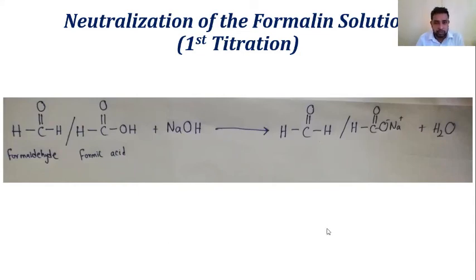Do you have any questions regarding this one? We are using formaldehyde solution, but in formaldehyde solution, there can be formic acid. If formic acid is present in the solution, that can affect the final titration. Thereby, we have to neutralize the formic acid. For that, we do a titration with sodium hydroxide. In every commercial formaldehyde solution, formic acid can be there, so we neutralize that. So that's the first titration.